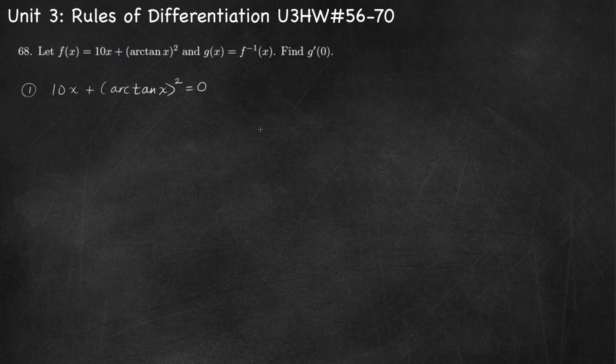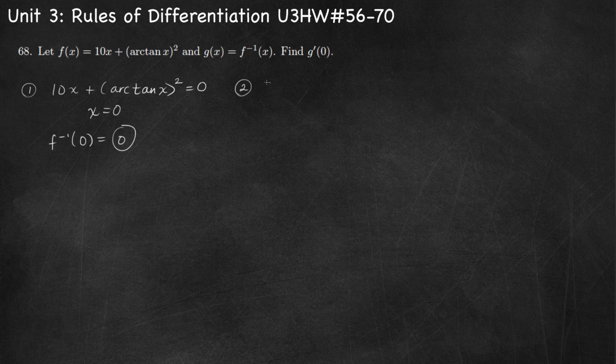Okay, so we can do this on the calculator, or we can try guess and check. If I let x equal 0, 10 times 0 is 0. The arctan of 0 is 0, and when I square 0, I get 0, so that is a solution. Okay, x equals 0. So f inverse of 0 is 0. That's my answer from step 1.